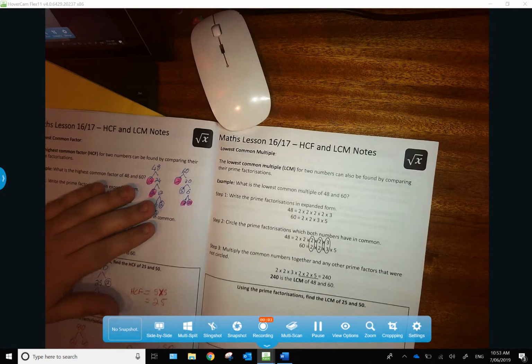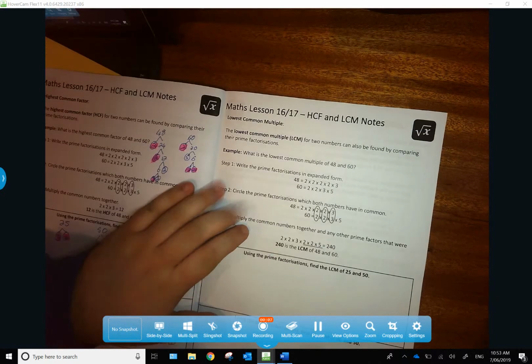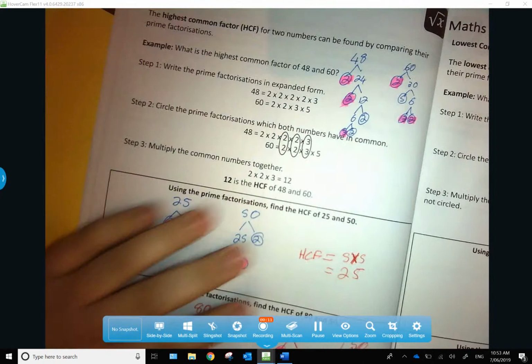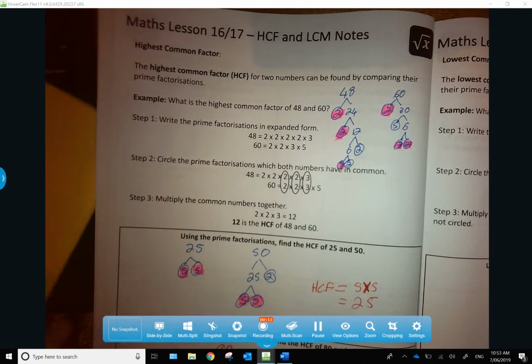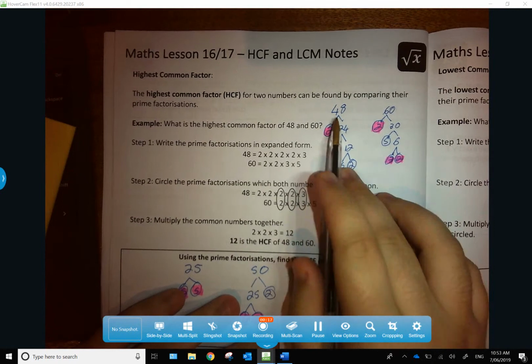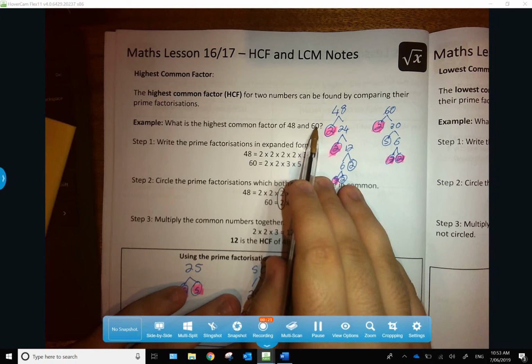Hello Year 7s. Today we're talking about how to find the LCM using factor trees. So just to remind us, yesterday we found the HCF, or the highest common factor, using factor trees. So for example, what's the highest common factor between 48 and 60?